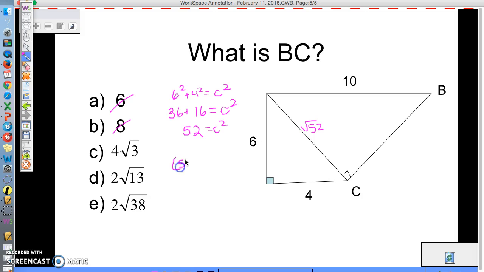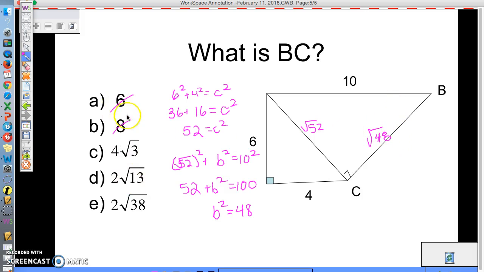Let's see if this changes things. The square root of 52 squared plus b squared equals 10 squared. So we got 52 plus b squared equals 100. So b squared equals 48. So this is the square root of 48. Nice thing about multiple choice, if we did it wrong, we can see that our answer doesn't come out there.